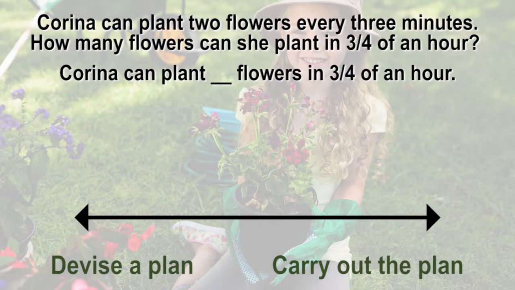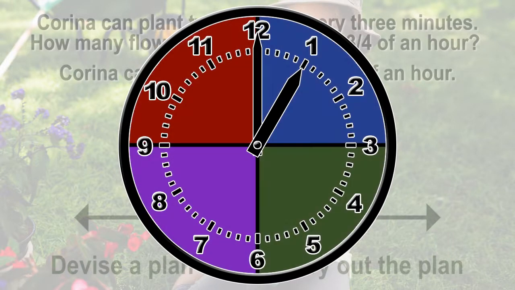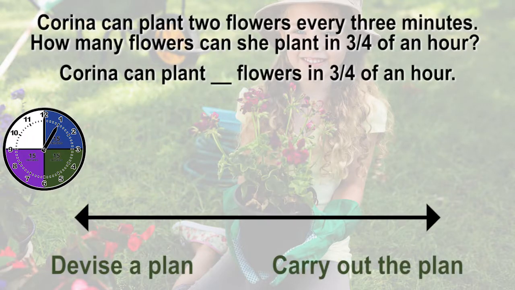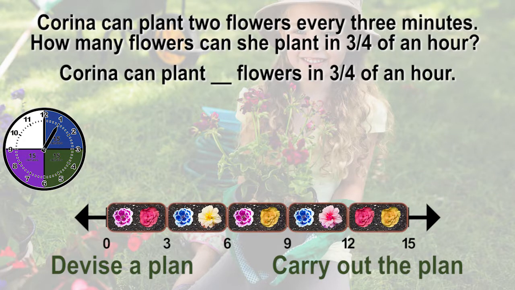How many minutes is 3/4 of an hour? Think about a clock. If we divide the clock into 4 equal pieces, we can see that each piece would represent a 15-minute block of time. So 3/4 of an hour would be 3 15-minute blocks of time. Let's begin by labeling our number line from 0 to 15. Let's label it by 3s since she plants 2 flowers every 3 minutes. For each section, we can put a block to represent the 2 flowers planted every 3 minutes. Now, can you see? She planted 2, 4, 6, 8, 10 flowers in 15 minutes.